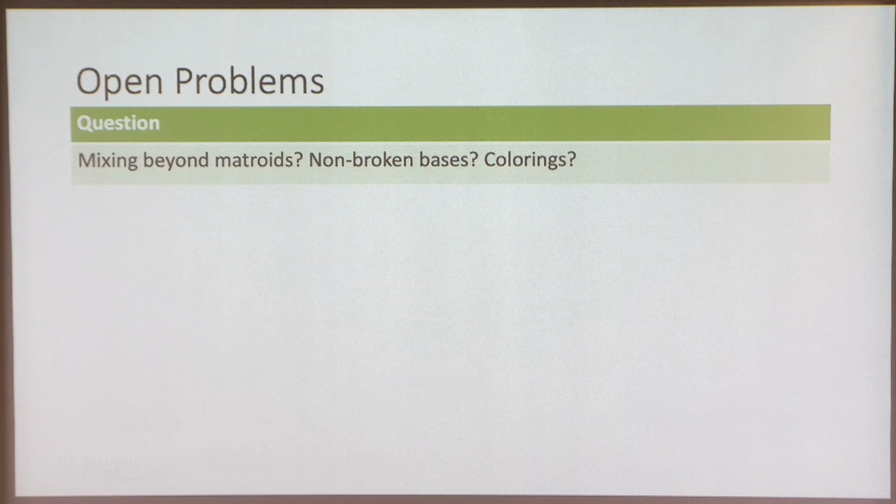So for example, could you use some of this machinery developed by Kaufman and Oppenheim and also the theory of polynomials to say something about counting non-broken bases, or counting proper colorings of a graph, or anything?